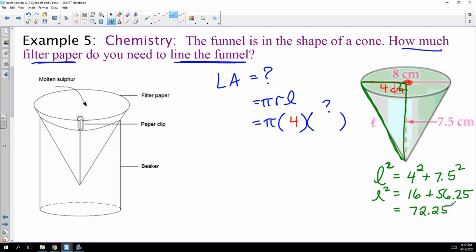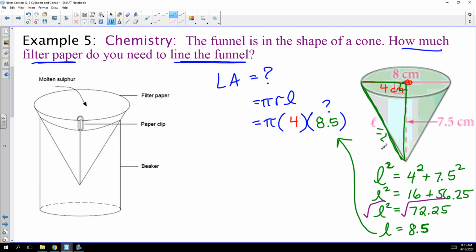And the square root of 72.25 is 8.5. Remember that we are taking the square root to find the slant height, so the slant height is 8.5. That is an exact value. That's not a rounded value. I'm not approximating that.